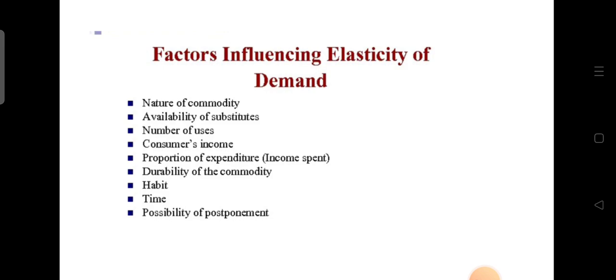Next one is complementary goods. The demand for a commodity that is used in conjunction with other commodities to satisfy a single want is relatively inelastic. An example I can give you: a fall in the price of mobile handsets will lead to a rise in demand for SIM cards. So that is one example.